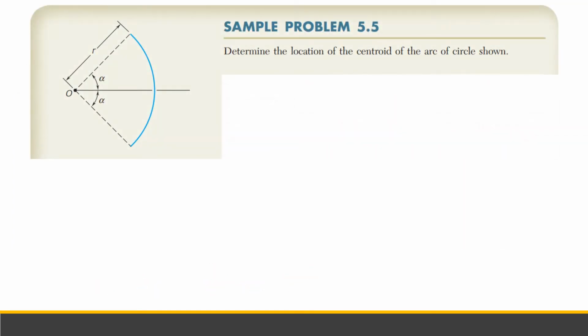Okay, so next problem. Sample problem 5.5. So determine the location of the centroid of the arc of a circle shown. So since the arc is symmetrical with respect to x-axis, so of course yung centroid niya is along somewhere here na axis. So meaning yung y bar natin is equals to 0 na. So 0 na yung y bar natin. So obvious naman, no? Kasi somewhere here yung magiging centroid natin. Say dito. So x bar na lang yung hahanapin natin.